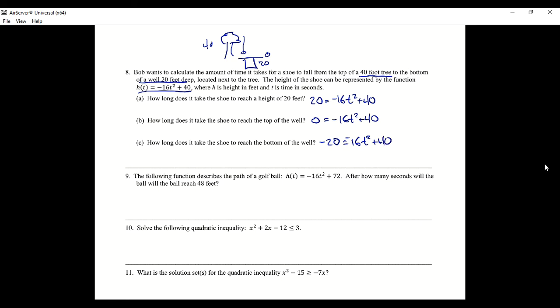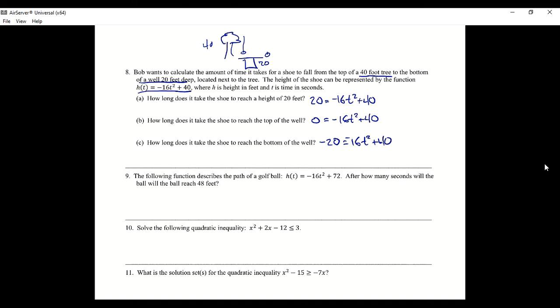Now, you don't have to solve all these equations. Our function is the same for all of them. So we go negative 16x squared plus 40 in y1. So we put that into y1. In y2, for the first one, we're just going to put 20. We're going to hit graph. You're not going to see your equation because y2 is 20.